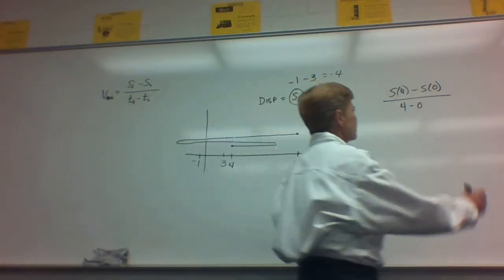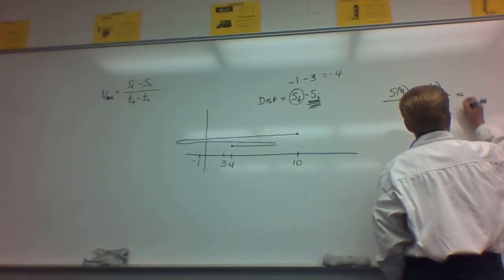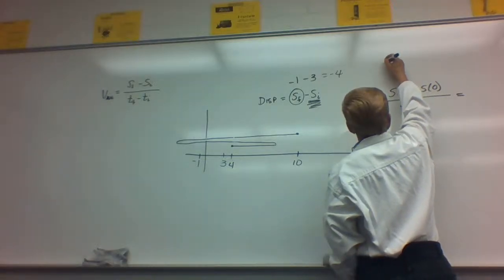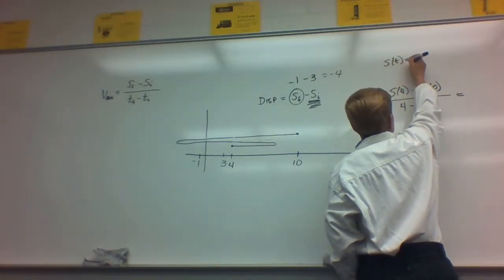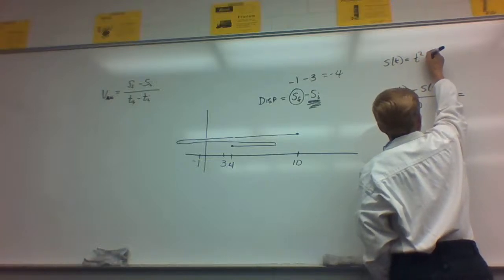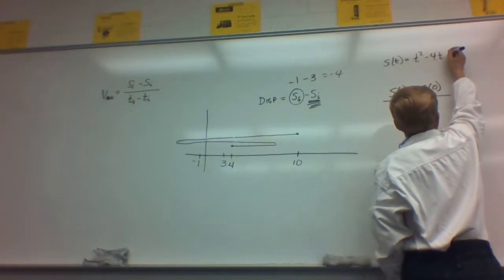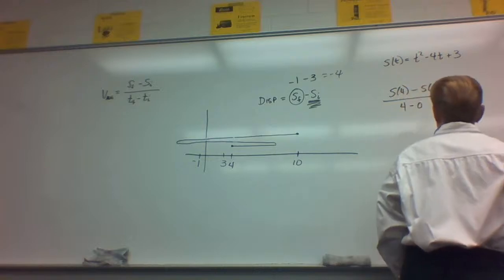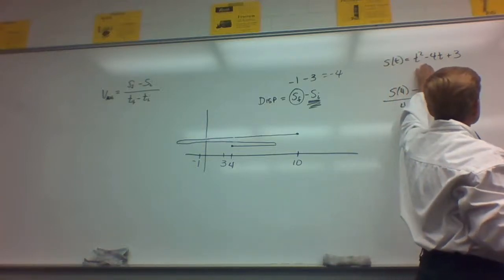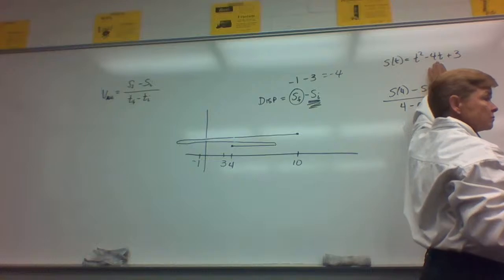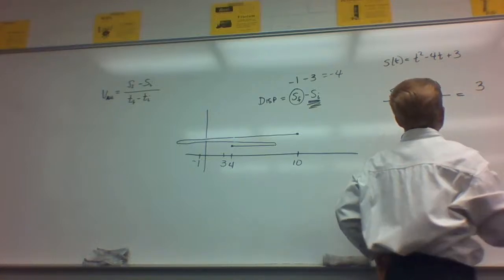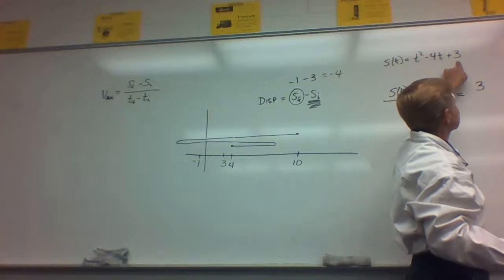So what was S of 4? Oh, I guess we need a function. Let me put the function up here. S of t was, can somebody read it to me? T squared, was it? Yeah, minus 4t plus 3? Okay. So what was S of 4? 16 minus 16 plus 3? 3. Okay. What's S of 0?